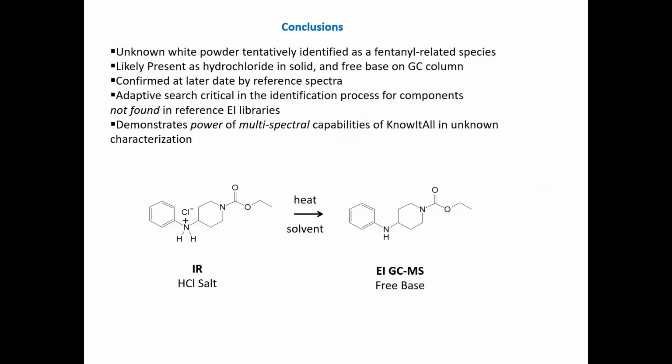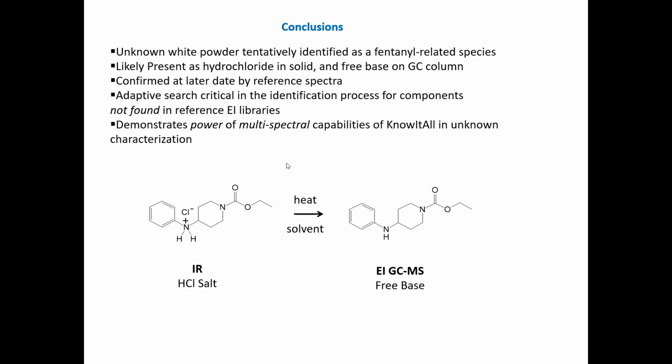So we can conclude from this data that the unknown white powder was tentatively identified as a fentanyl-related species. It's likely present as the hydrochloride in the solid, and the free base on the GC column is shown in the figure below. As we said before, it is tentatively identified, so you need additional data to get a better identification, but it was confirmed at a later date by reference spectra from another laboratory that had both infrared and mass spec that were consistent with our data, so thus we are almost positive this is the correct identification.